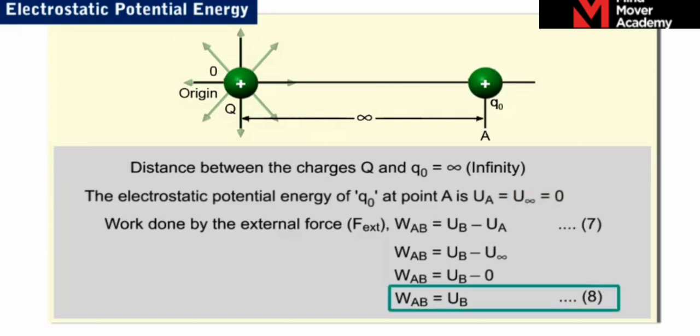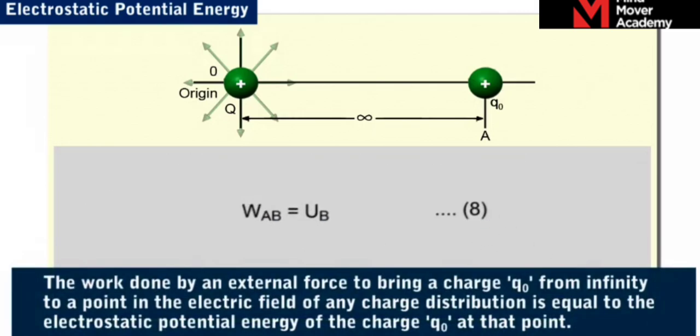Based on equation 8, the electrostatic potential energy of the charge Q0 can be defined as the work done by an external force to bring a charge Q0 from infinity to a point in the electric field of any charge distribution, which is equal to the electrostatic potential energy of the charge Q0 at that point.